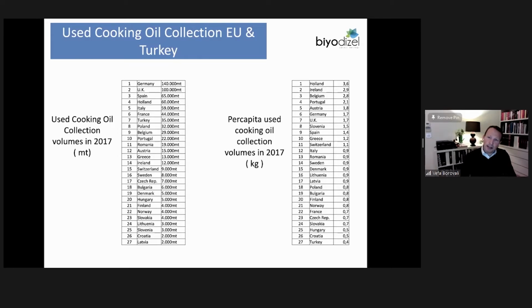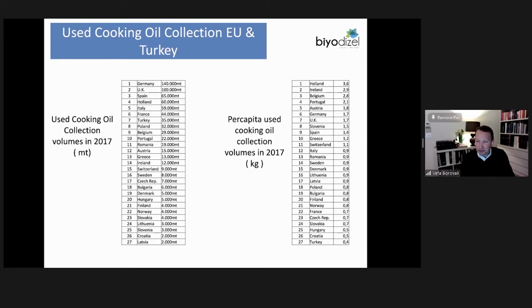But when we look at the figures on the right side, this is quite optimistic. Holland is the number 1 in the European Union. They are collecting 3.6 kilograms of used cooking oil per year per person, and Turkey is, unfortunately, at the bottom of the list. But we are now collecting 0.4 kilograms. But let me tell you, this is something nice.